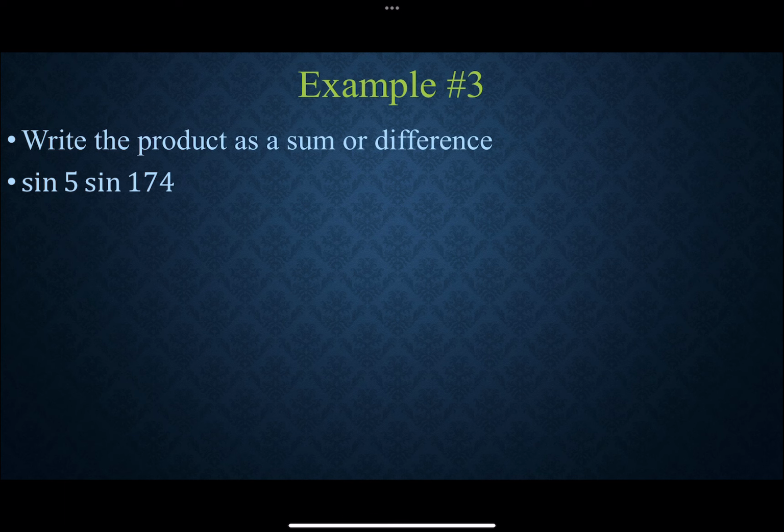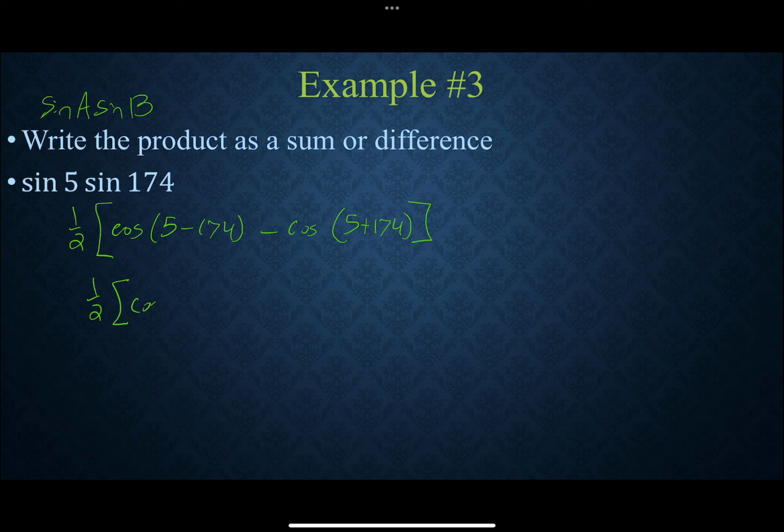All right, so this is our sine A, sine B. So we're multiplying two sines together. Our formula tells us, well, there's no coefficient in front this time, so just 1/2. And then we have cosine of A minus B. So cosine of 5 minus 174 minus cosine of A plus B, so 5 plus 174. So we get a 1/2 cosine of a negative 169 minus cosine of a positive 179.